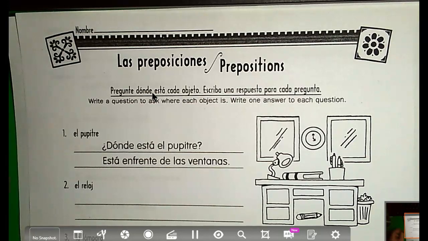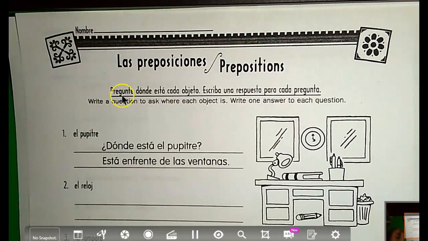We'll start on the side called Las Preposiciones. So it wants you to pregunte dónde está cada objeto. Escriba una respuesta para cada pregunta. So ask where each object is. Write a response for each question. So we are going to write a question and ask where something is at. Then we're going to write the answer.